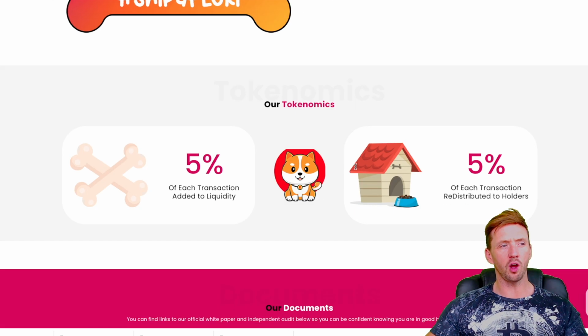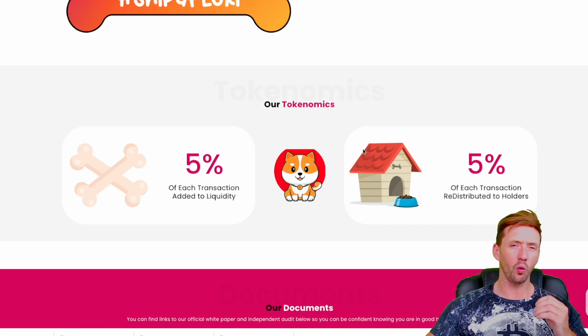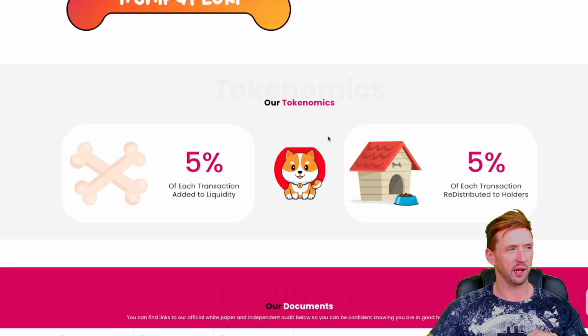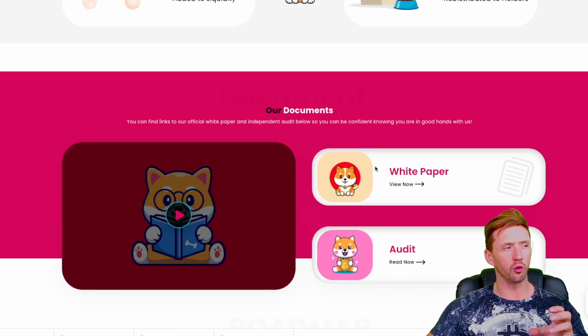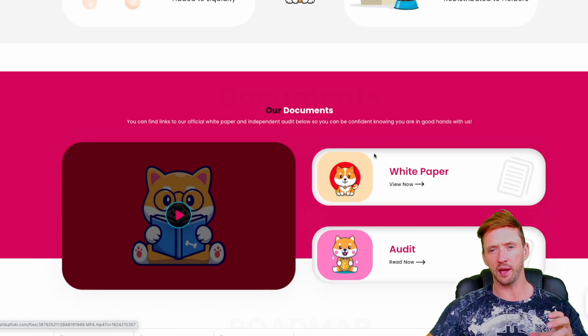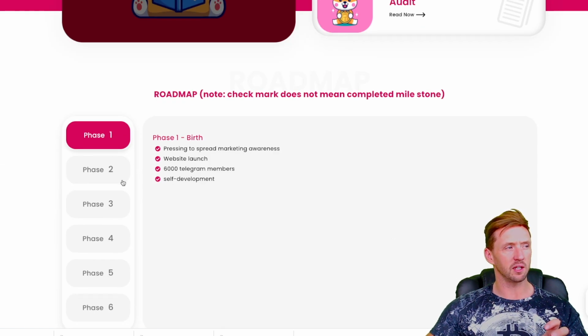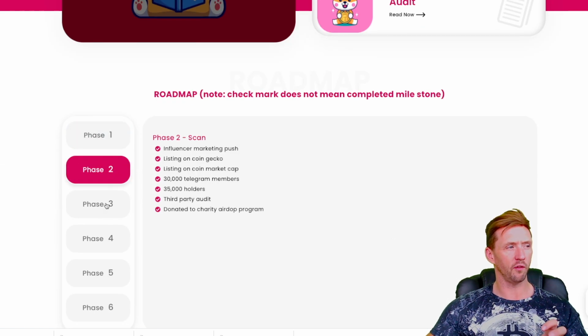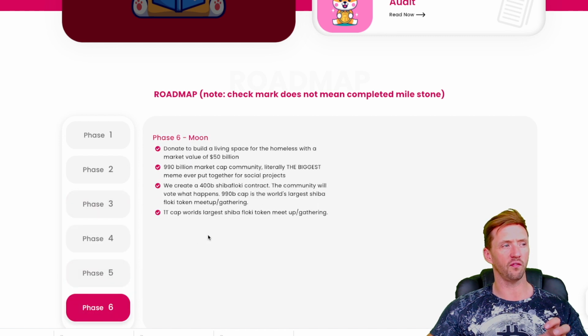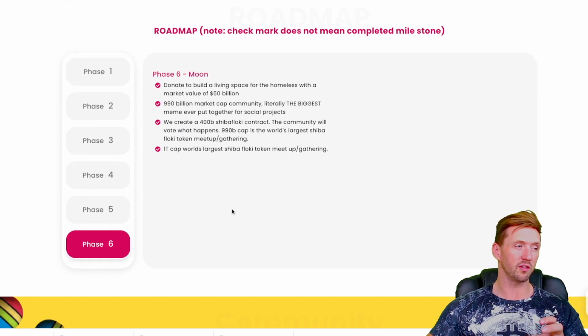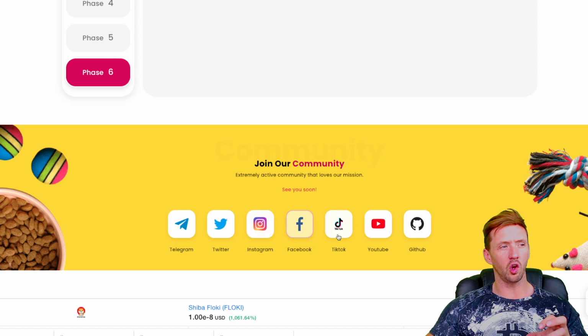Now, if you go through this website, and I do urge you to jump over there to do your own research, but we are going to cover it a little bit on here, you can see it has a lot more than normal meme tokens. We've got a video here, we've got a white paper, we've got the audit, and we've got the phases that it's going through. We've got phase one, phase two, three, four, all the way up to phase six, which is really good to see. And also, we've got a lot of socials.